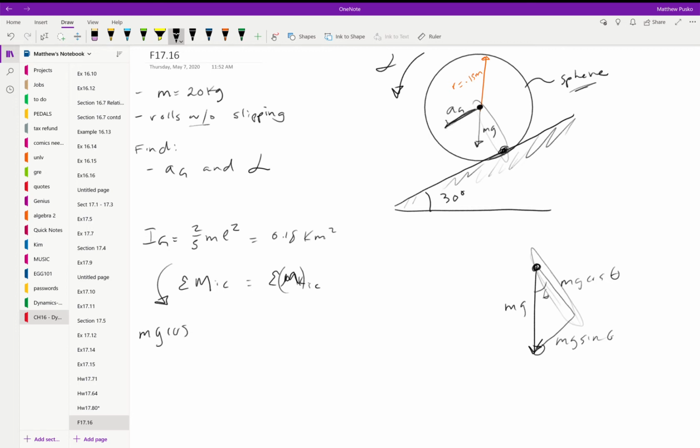Because this thing right here is acting at a distance away, right? If this was sitting upright and the mass center was directly over the center, it's not going to go anywhere. As you start to tilt this, the mass center moves to one side, giving it some oomph to roll. Okay, sorry, not mg cosine, mg sine 30. And that's acting at 0.15 meters. That's the only moment we have being applied.